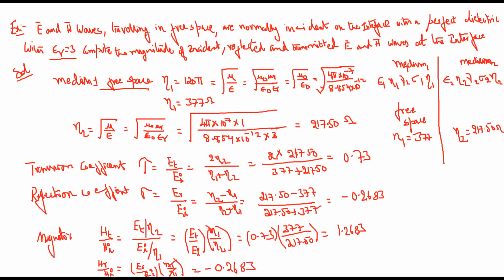0.2683. Got it? So normal incidence means the incident beam like this, and there is a transmission and a reflection. Transmission is only in medium 2. Whenever it is ET by EI or HT by HI, HT in terms of ET is ET by eta 2, and HI is EI by eta 1. The eta 1 parameter is in medium 1.